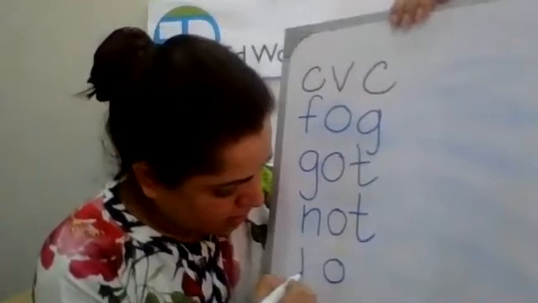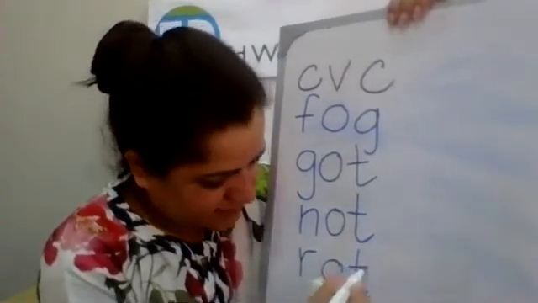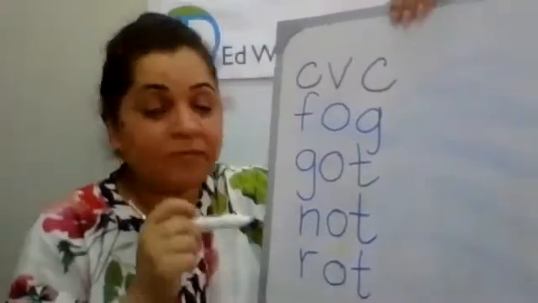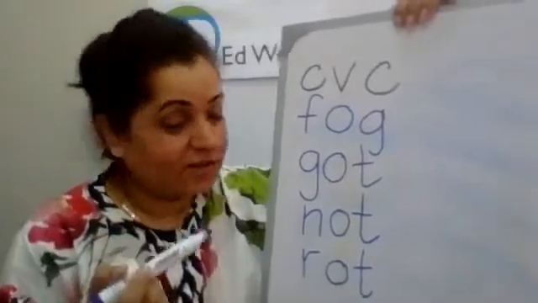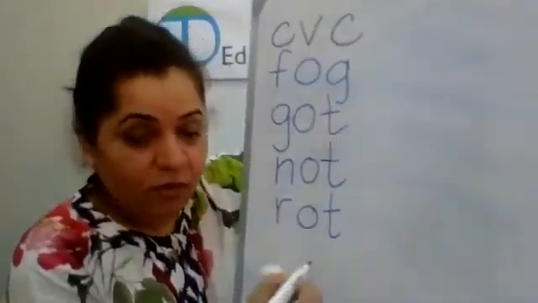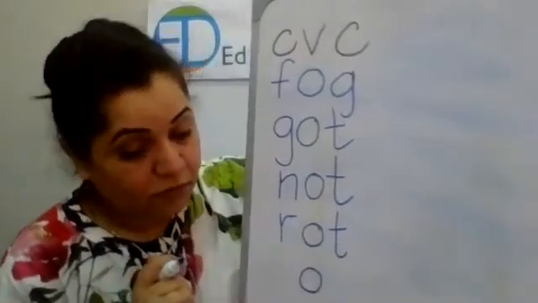Okay, R, O, T, rot. Very good. They're all rhyming now. Got, not, rot. That's good. Okay. Now one more. Are you able to see that? Okay, got, not, rot.